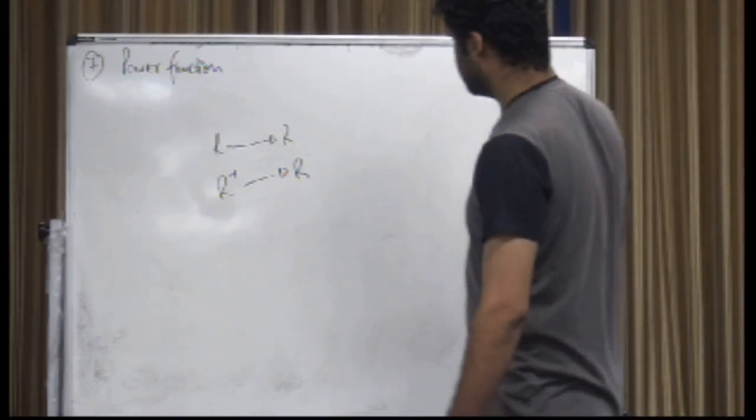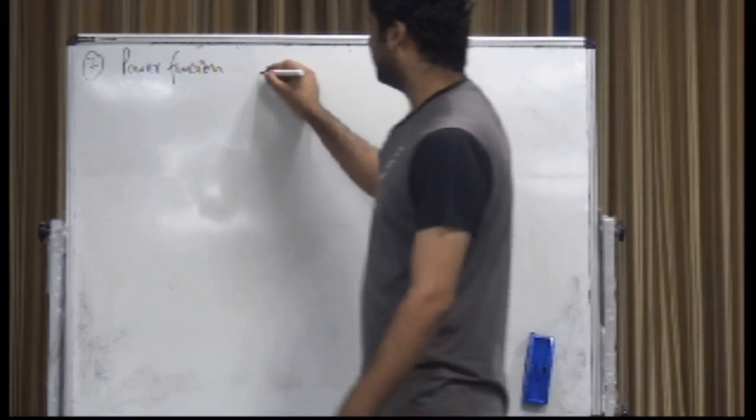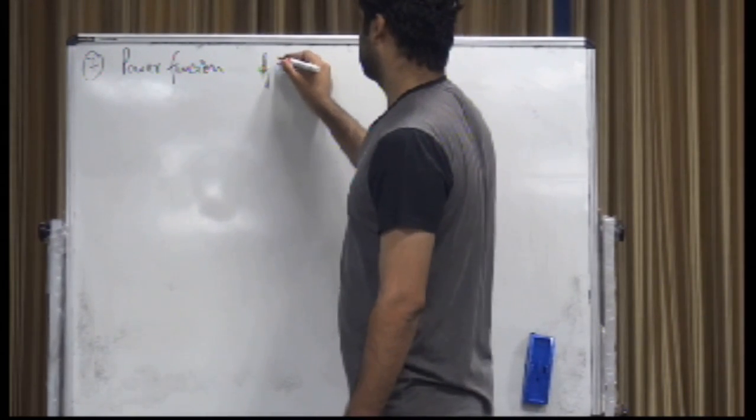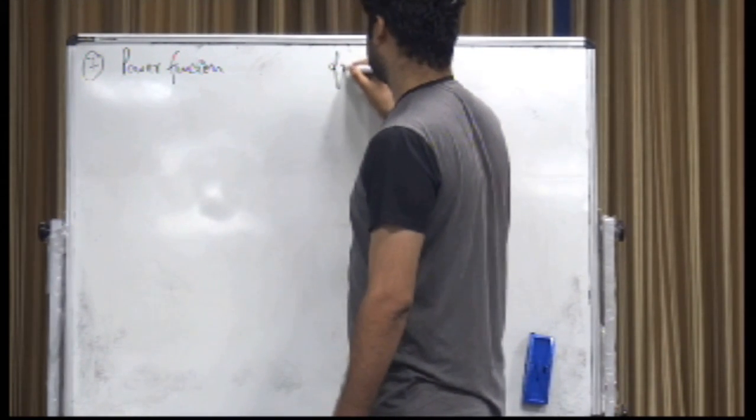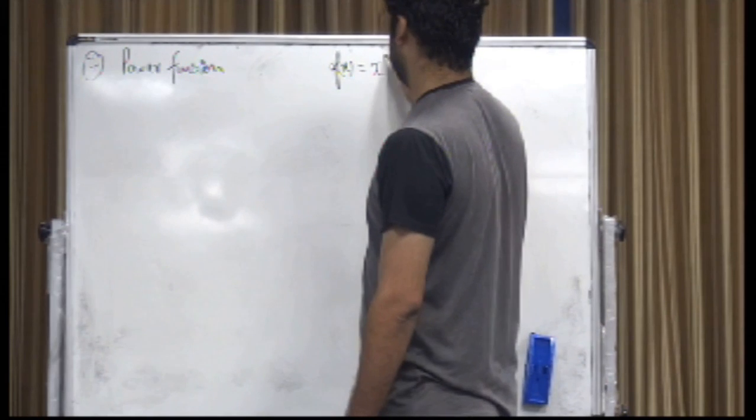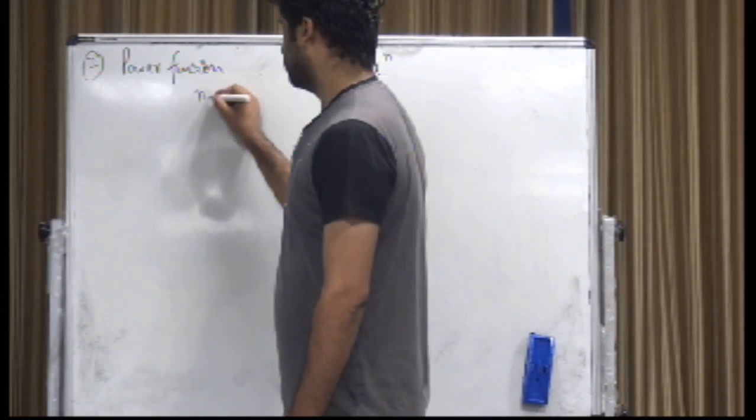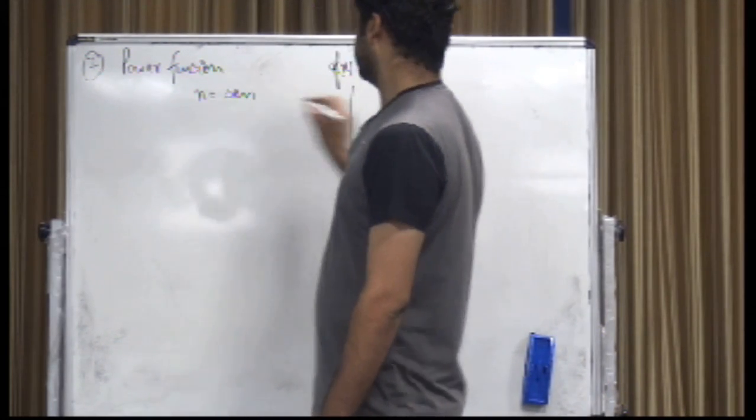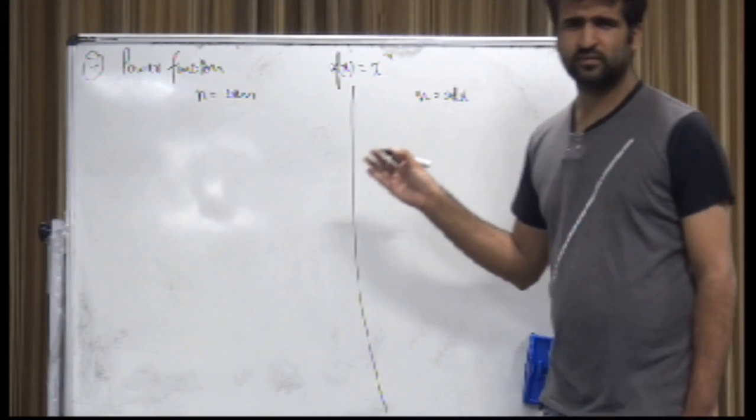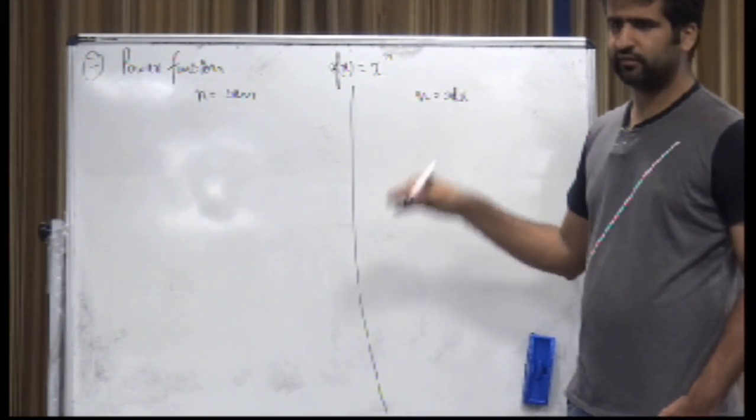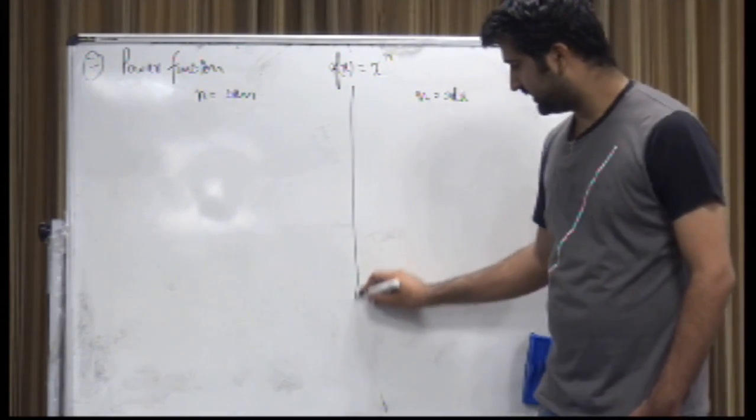Next is the power function. The power function is x to the power n. So you have f(x) equal to x to the power n. So we'll discuss two cases. First, when n is even, and second, when n is odd. Have you done this thing? What happens when n is even and when n is odd? So you must have an idea, I guess.